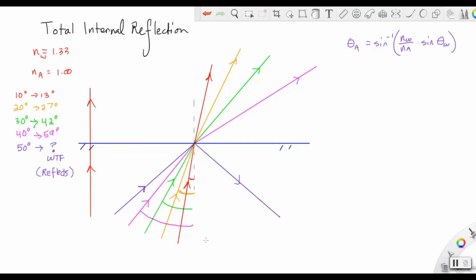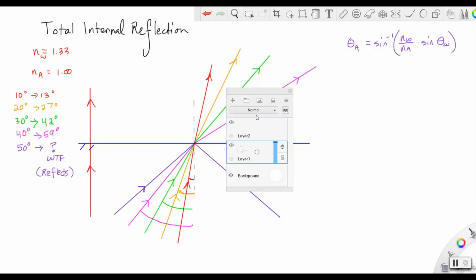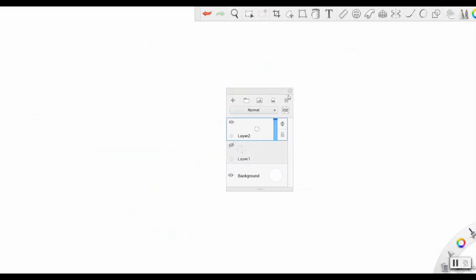So this is an interesting effect, and it is actually pretty useful in lots of different aspects of how light behaves in everyday life. For instance, let's go to a different screen here. For instance, fiber optic cables operate in this way.